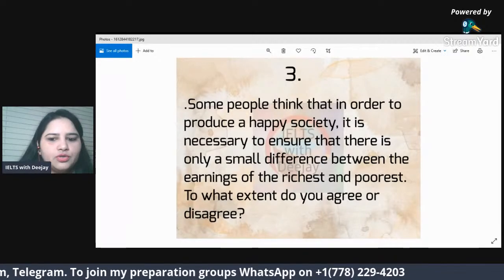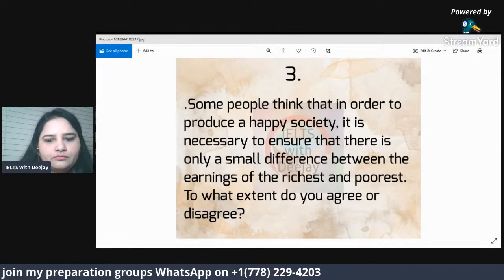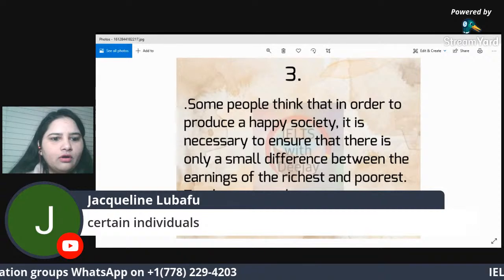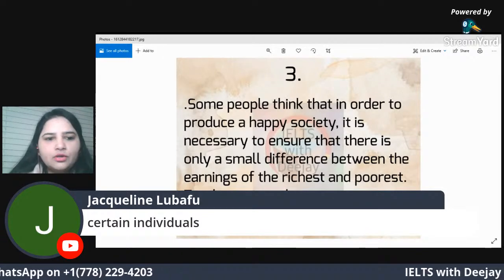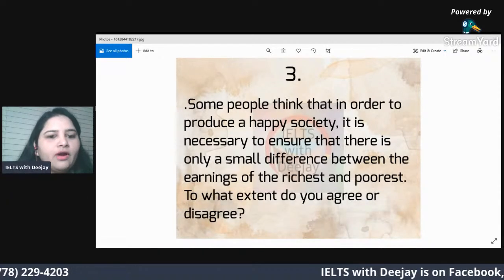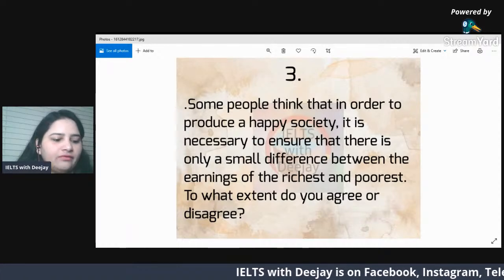Yeah, certain individuals. This is good. For some people, you can say certain individuals. For happy, what can we write for happy?